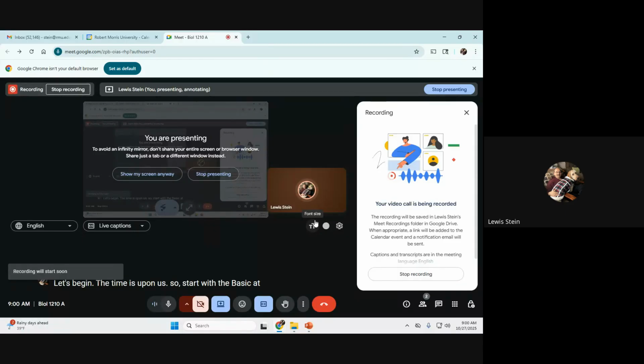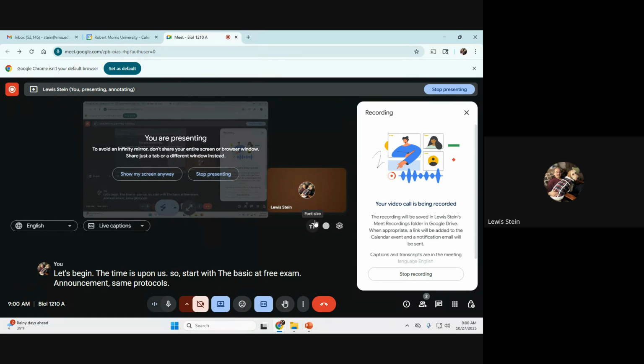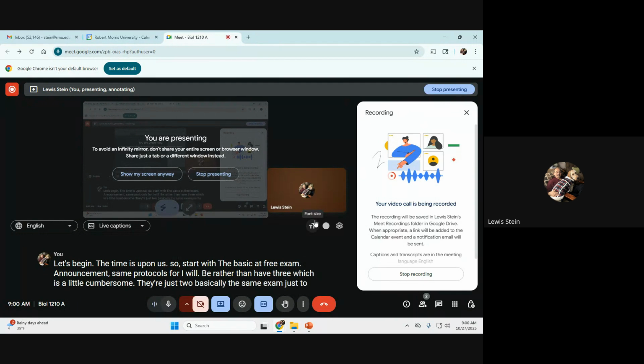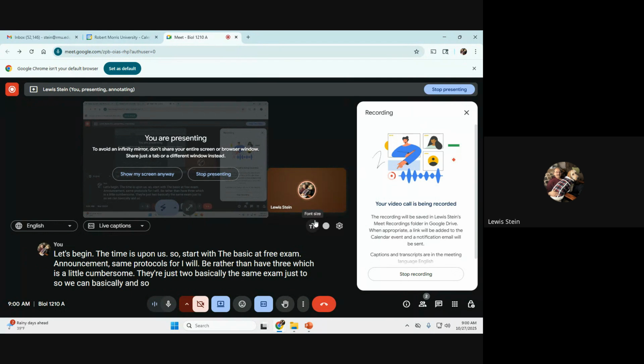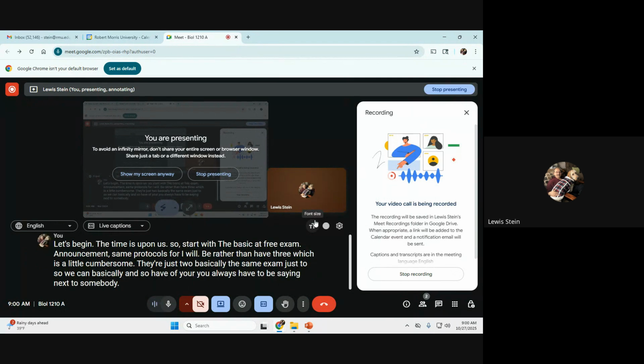Basic pre-exam announcement, same protocol as before. Rather than have 3 versions, which is a little cumbersome, there are just 2, basically the same exam. So you always have to be sitting next to somebody who doesn't have the same exam. That's it. The usual protocol follows.